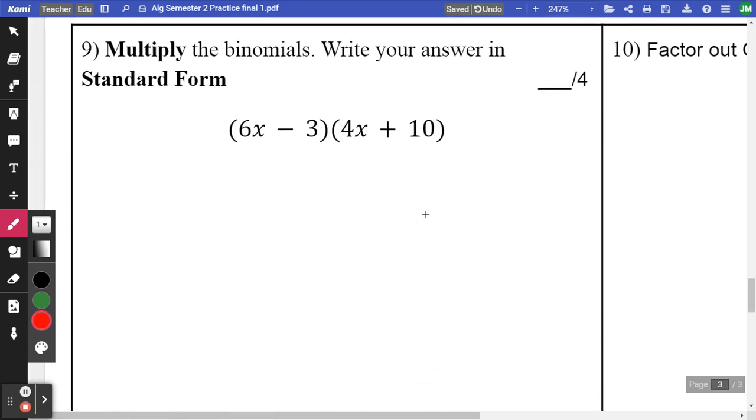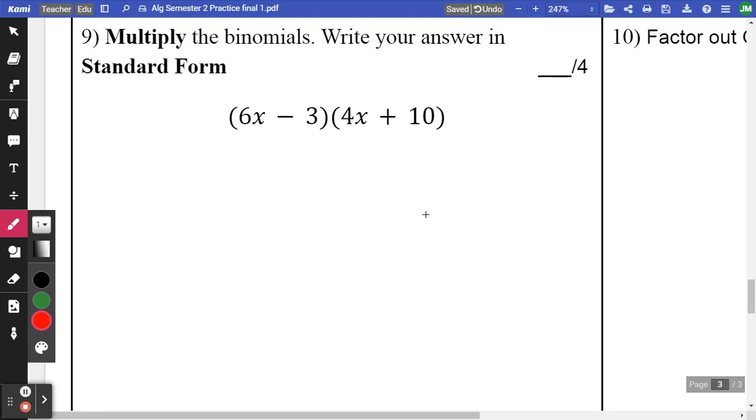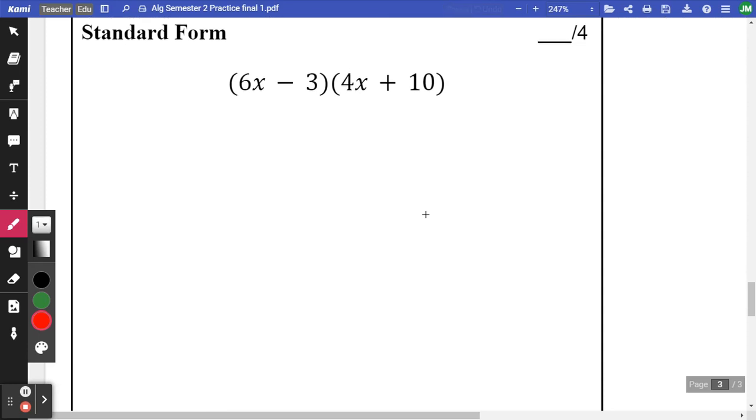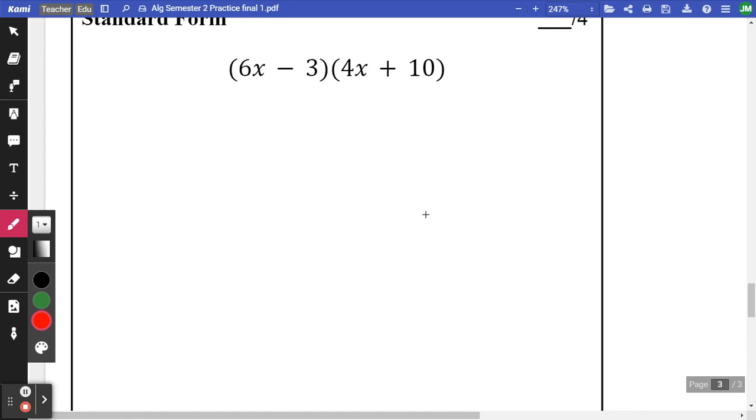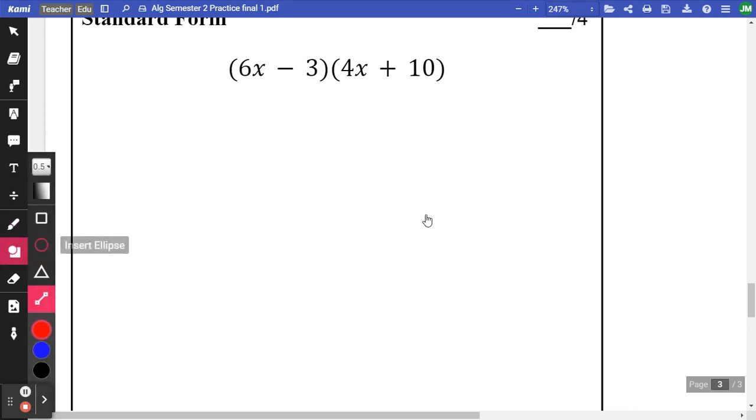Number 9, multiply the binomials. Write your answer in standard form. So here we have two choices. We can either do the FOIL method or the box method. So whichever one you like to do the most. Here I really like using the box method. So I'll just draw it out. I have a box of dimensions 2 by 2.